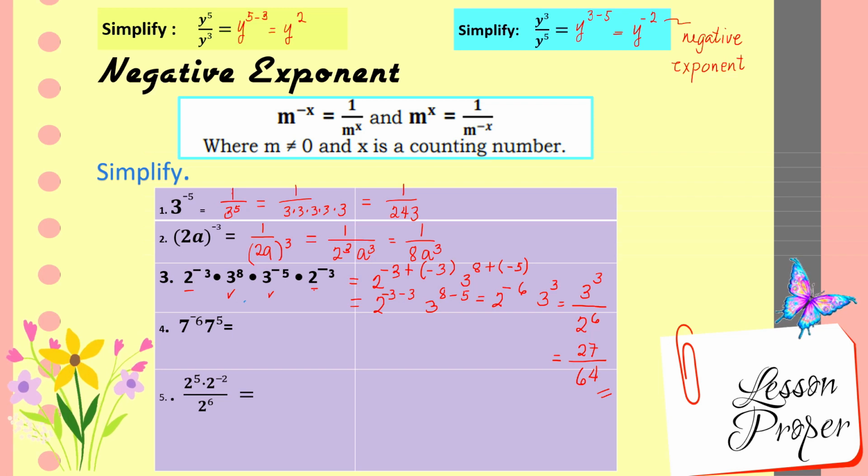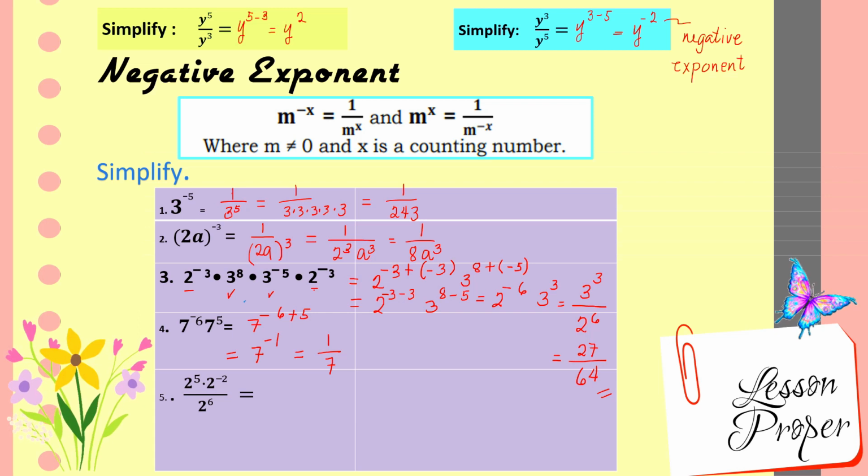How about number 4? 7 to the negative 6 power, and then multiply by 7 to the 5th power. So, we have the same base. Kakopy muna natin. And then, add the exponent. Negative 6 plus 5, following the addition of integers. So, you will have 7 raised to negative 1. And raised to the negative 1 is 1 over 7. Kailangan, ang final answer natin is a positive exponent.